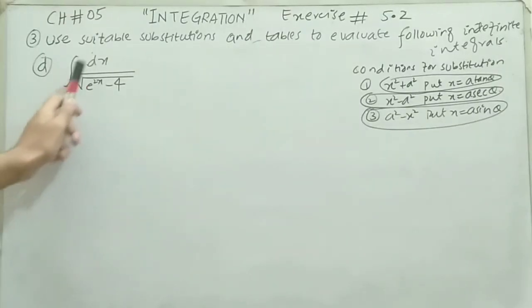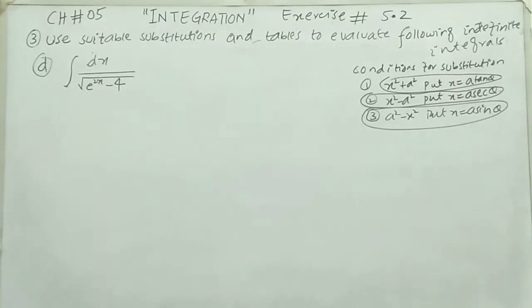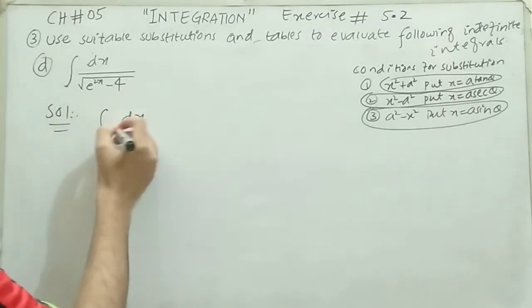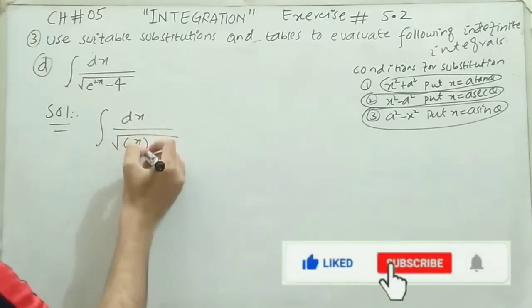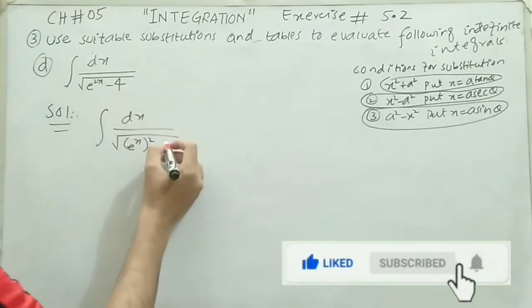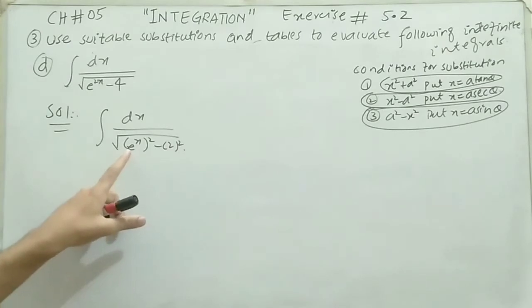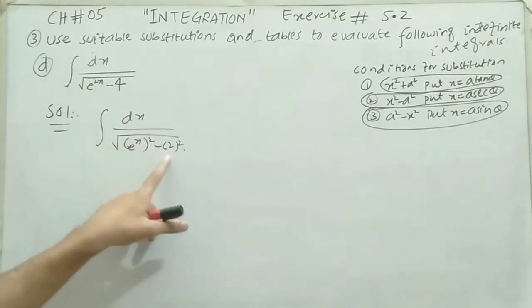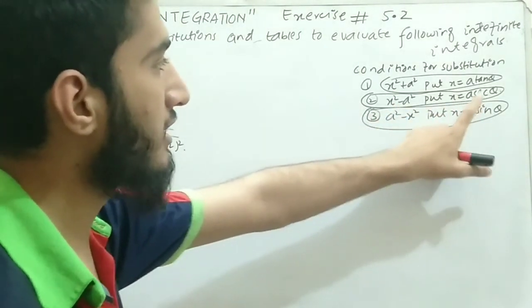It tells: integral of dx divided by under root of e power 2x minus 4. Solve this type of indefinite integral. We can solve it like this: integral of dx divided by, we can write e power 2x as (e power x) whole square, minus 4 can be written as 2 square. So this integral is in the form where, if we consider e power x as x, it becomes x square minus a square. So for x square minus a square, we will put x is equal to a secant theta. These are the three conditions.